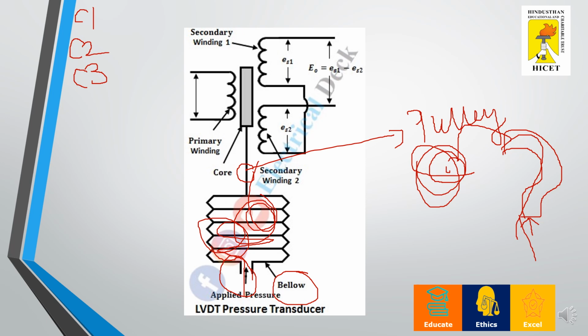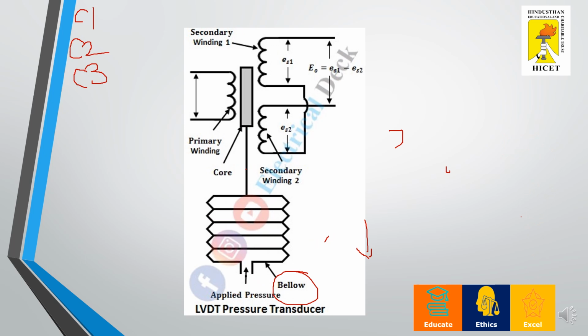So the movement of the core, or the displacement of the core, is provided by the applied pressure. When your pressure is high, the core moves here. When your pressure is low, the core moves here. So the displacement is provided in terms of the applied pressure, and this applied pressure is sensed using your bellow or a Bourdon tube. I'll make it clear once again. The pressure is applied and the displacement of the core is happening only because of my pressure.